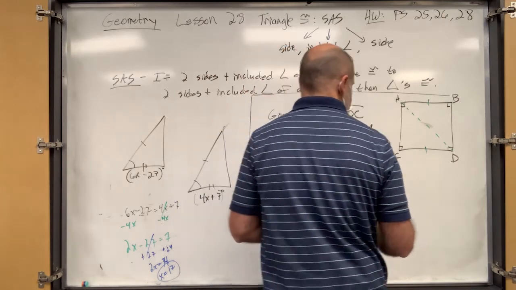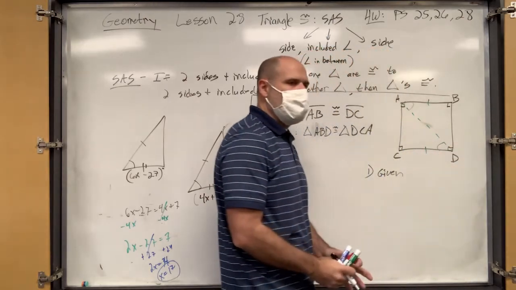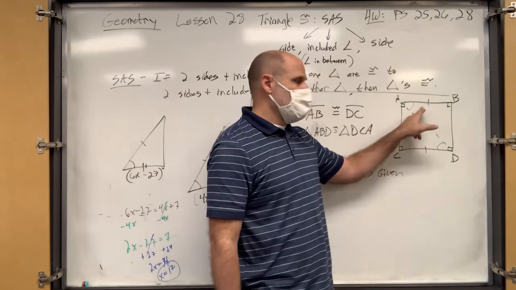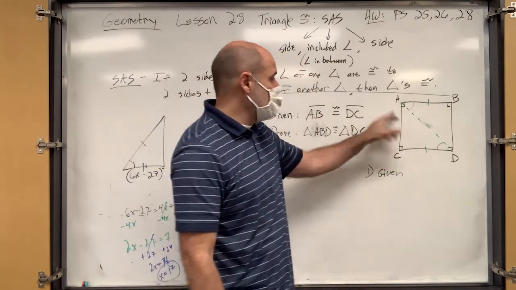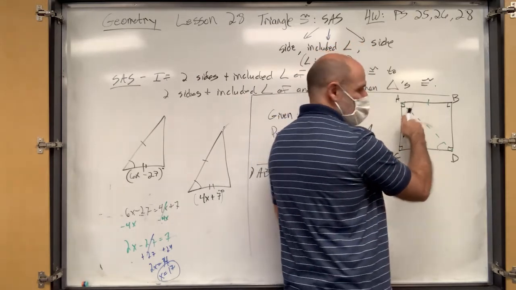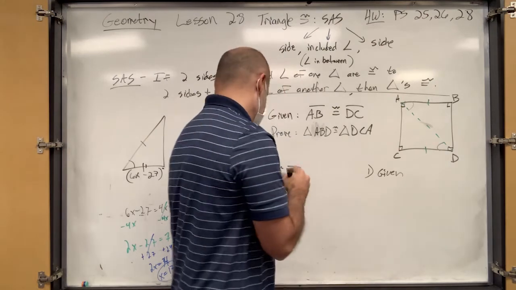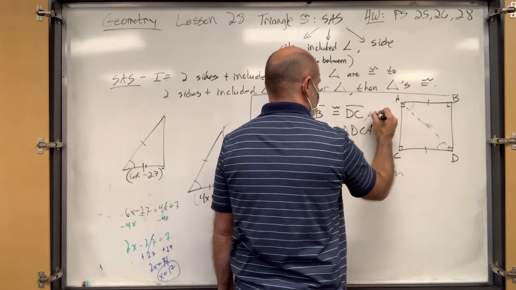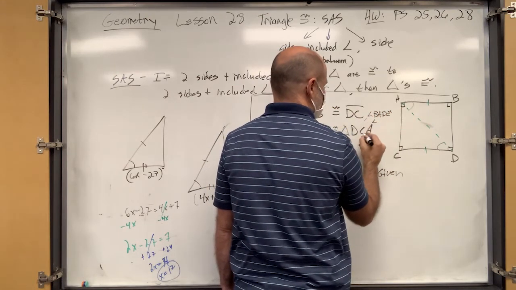Okay, so let's just say that this angle is congruent to this angle. Let's say that AB and CD are parallel. Well, you can say that these angles are congruent because alternate interior angles are congruent. But that gives us SA, but where's the third side? Oh my gosh, it's bad.